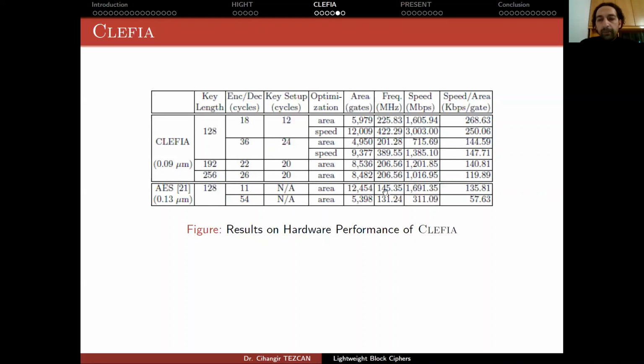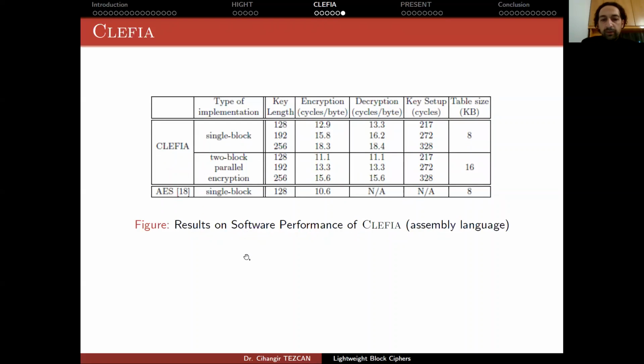So this is why we believe that CLEFIA provides better performance on hardware. As you can see, they provide many different optimizations, different ways of implementations, and they focus on the area. They can get as small as, I think, 5,000 gates with good throughput. But when they focus on the throughput, the area actually increases. But since they are focusing on the speed here, they don't care how many gates they require. So they compare their hardware implementation here, and they also provide the software performance comparison of CLEFIA with AES in terms of cycles per byte.